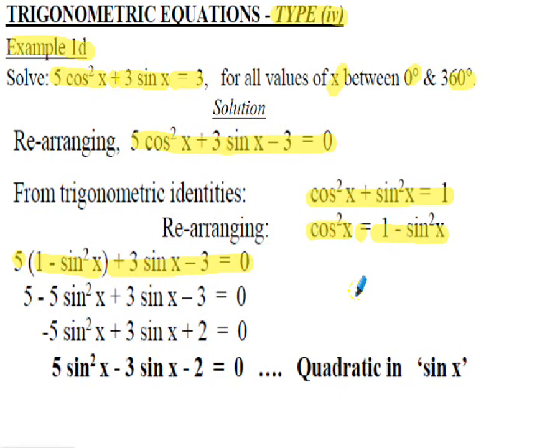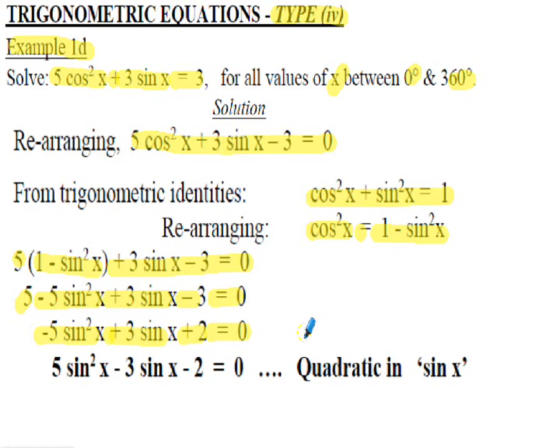By substituting in for cos squared x, I basically eliminate it from the equation, and I'll end up with a function in terms of sine squared x and sine x, and that will be a quadratic in sine x. Expanding the bracket on the next line, I get 5 times 1 is 5, take away 5 times minus sine squared x, so that's minus 5 sine squared x, plus my 3 sine x minus 3 is equal to 0. Then bringing the numerical values together, 5 take away 3 is 2. So on the next line I get minus 5 sine squared x plus 3 sine x plus 2 is equal to 0.